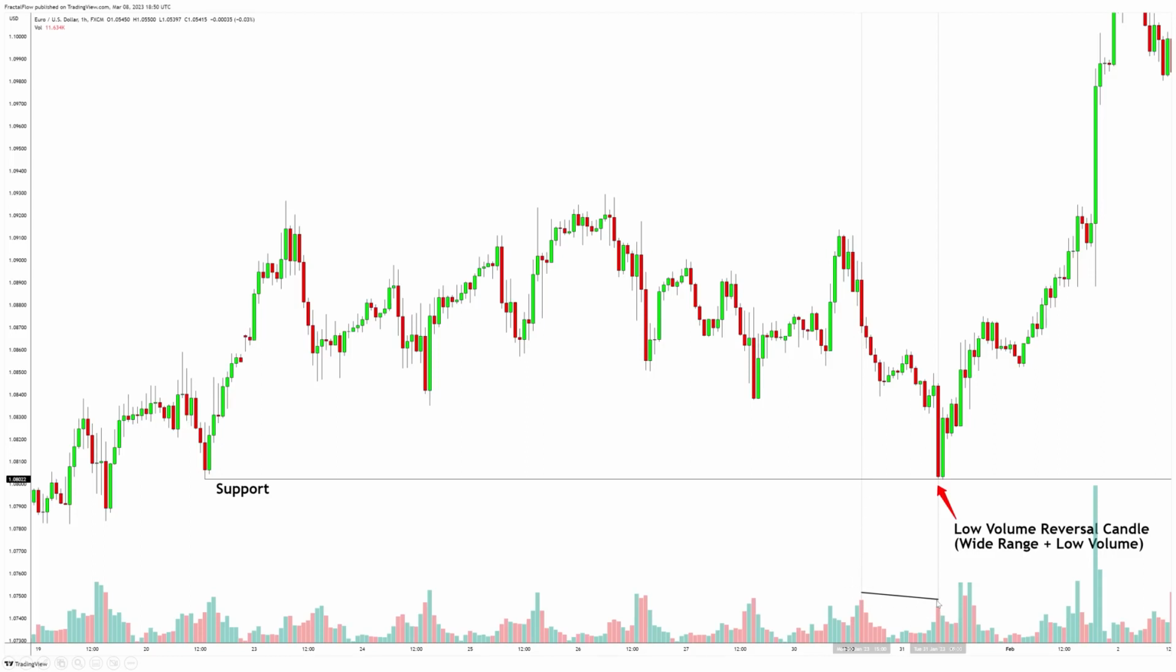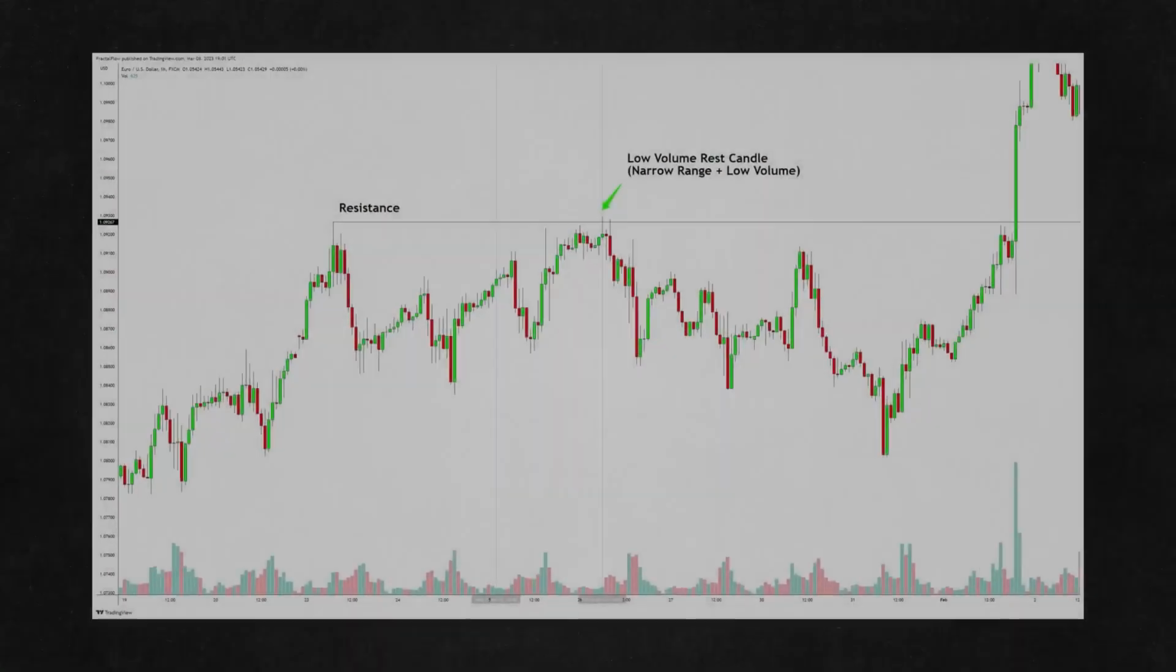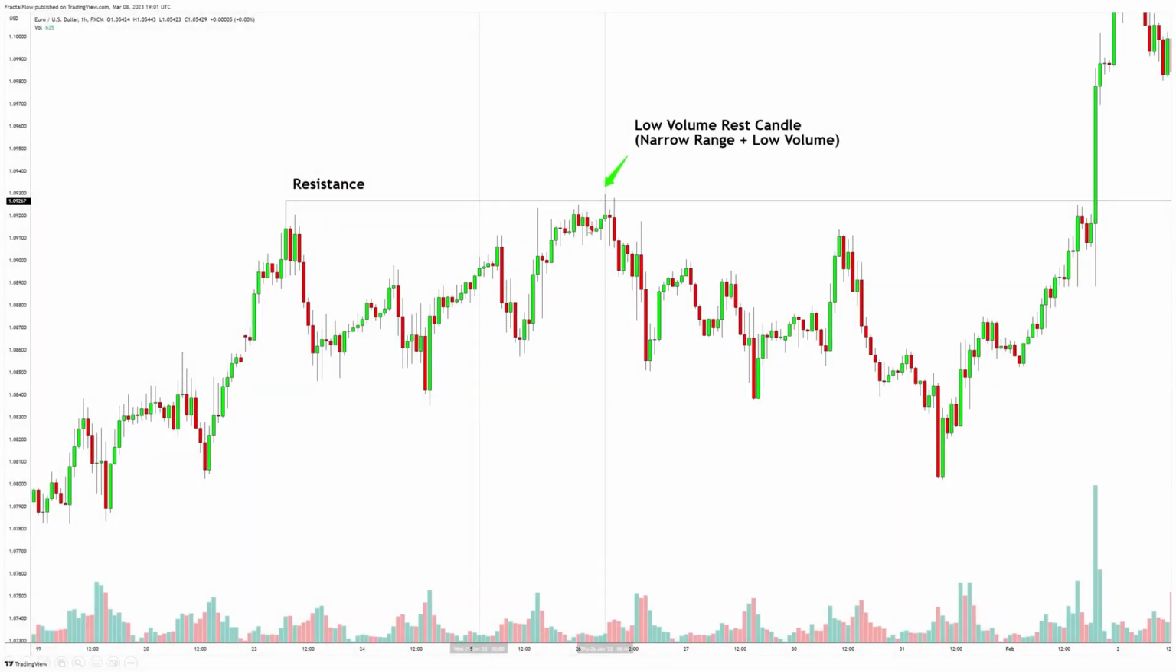In that perspective, this wide range candle has a low volume relatively speaking, so it can be classified as a wide range low volume candle, which is the same as a low volume reversal candle, and indeed price reverses right after it. In the same price chart, we can spot an example of a low volume rest candle, which is simply the combination of narrow range with low volume.